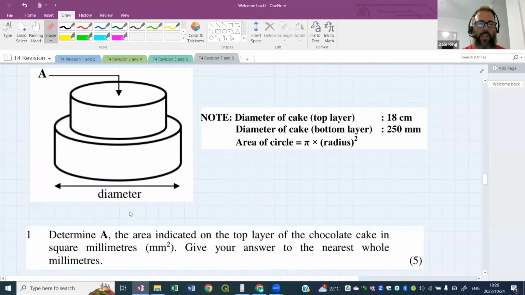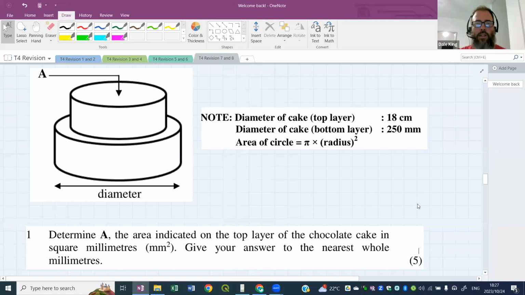Determine the area indicated on the top layer of the chocolate cake in square millimeters. Give your answer to the nearest whole millimeter. All right, read it again. Determine the area of the top of the cake in millimeters squared and give your answer to the nearest whole millimeter. All right, I'm going to let you guys try this one. It's not that bad.